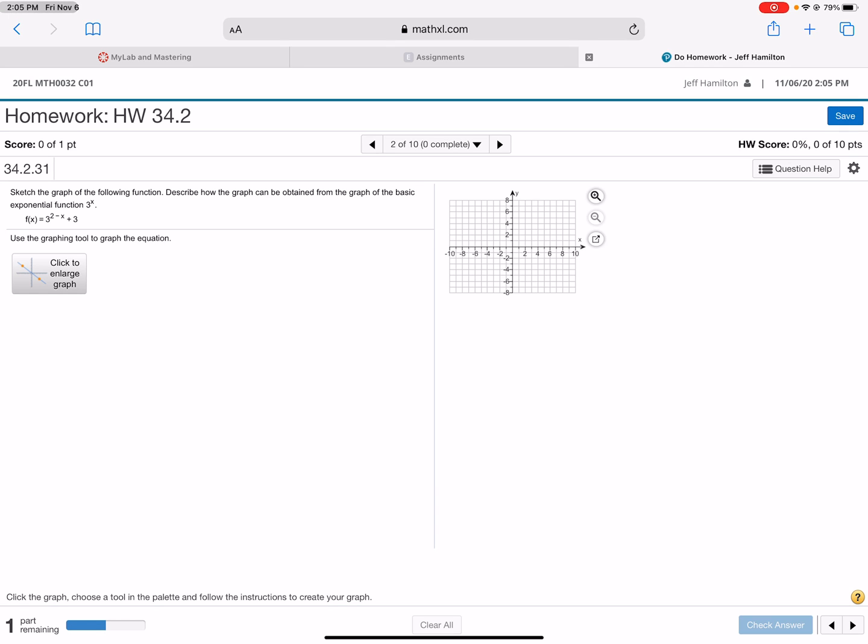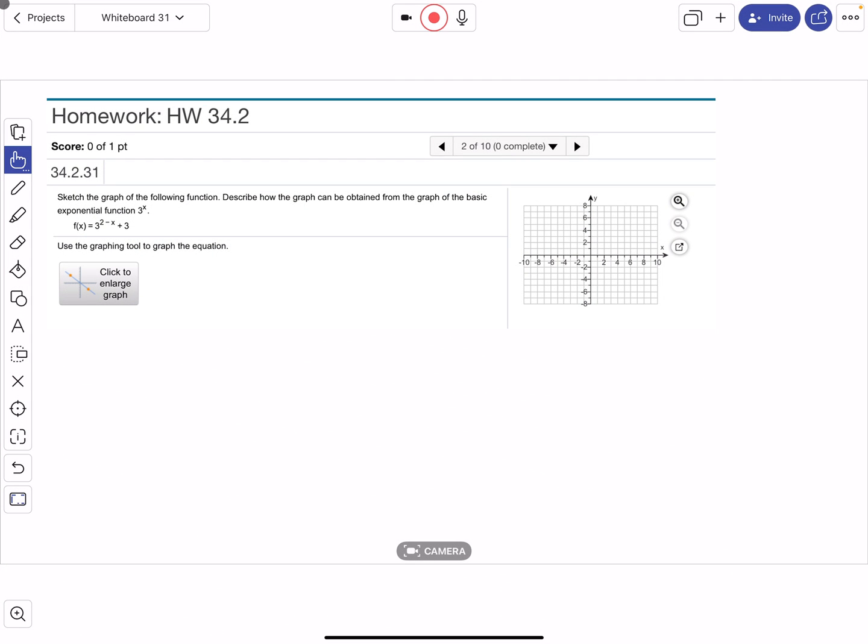Here's a question in homework 34.2 that some students were asking about, specifically looking to graph the thing and having trouble with the graphing. So let me sort of show you how to do that. First off, let me go to here where I can write.